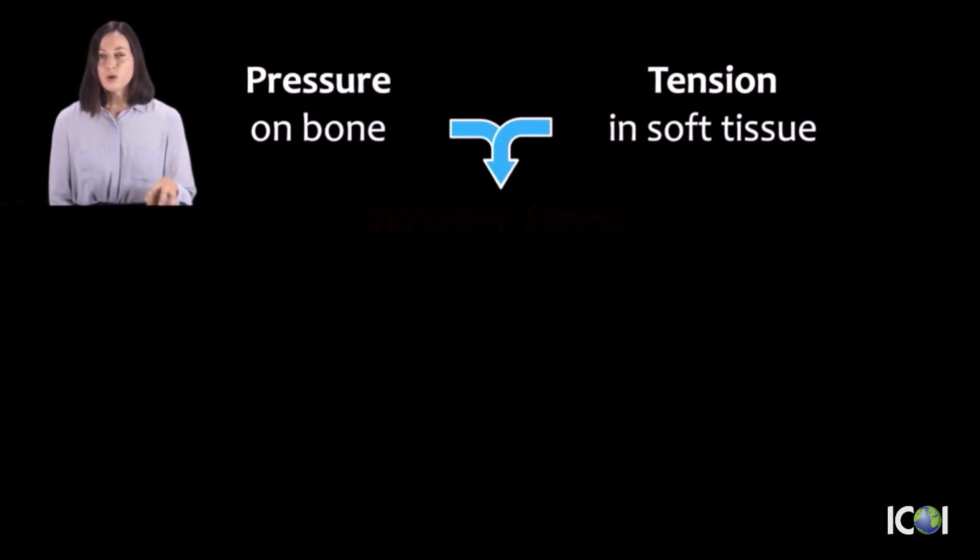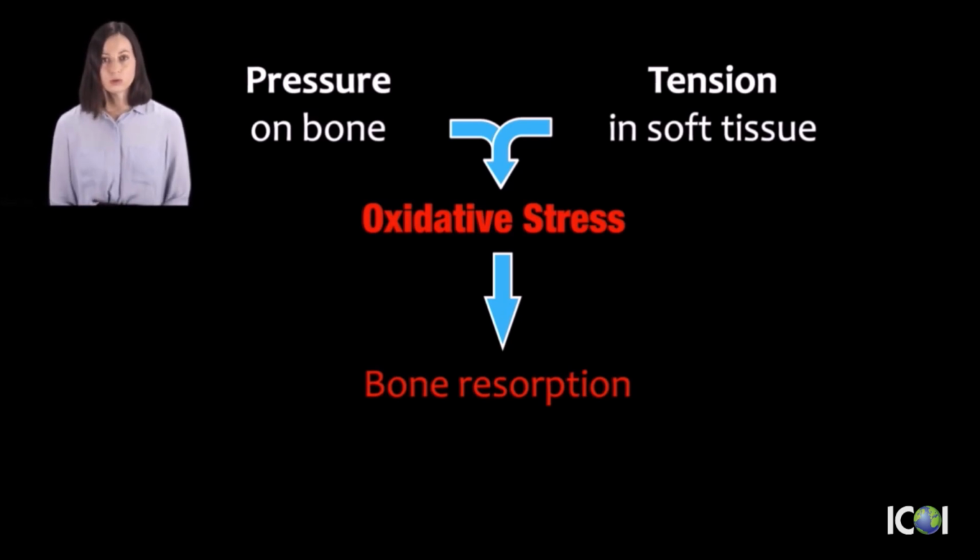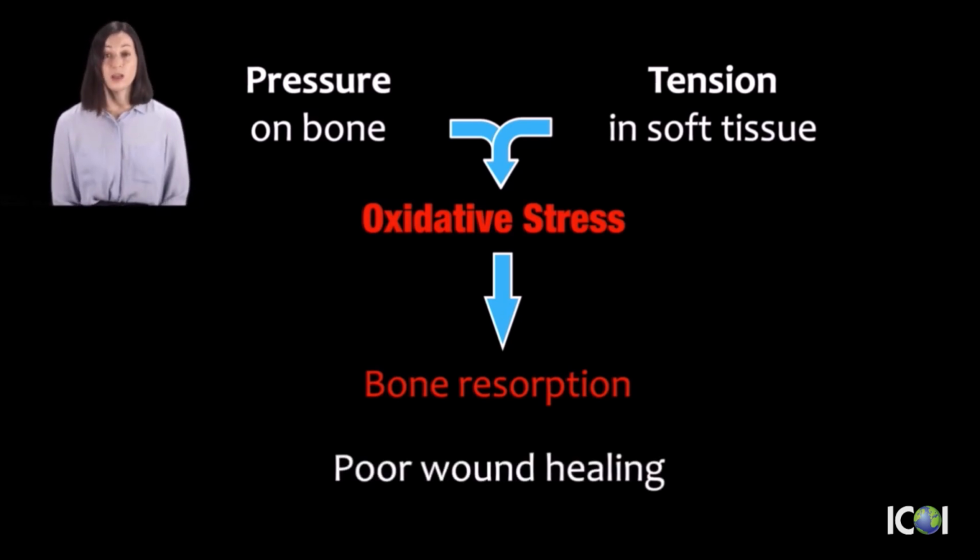To sum up, if we apply pressure on the bone or tension on the soft tissue, we create oxidative stress. And this stress will resorb the bone. And we can also have a poor wound healing. The bone has no intention of resorbing. Bone resorption is not normal. The bone resorbs because it's under oxidative stress.